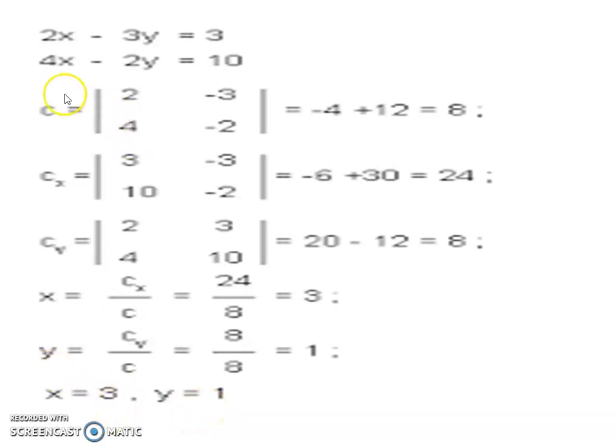So we put these values instead of x and y, and we must derive the same answer. Let us check. 3 into x is 6. 3 into 1, minus 3. 6 minus 3 is 3. So both our values are right.